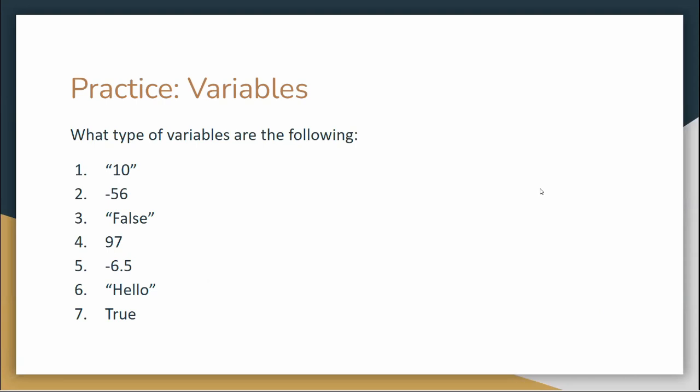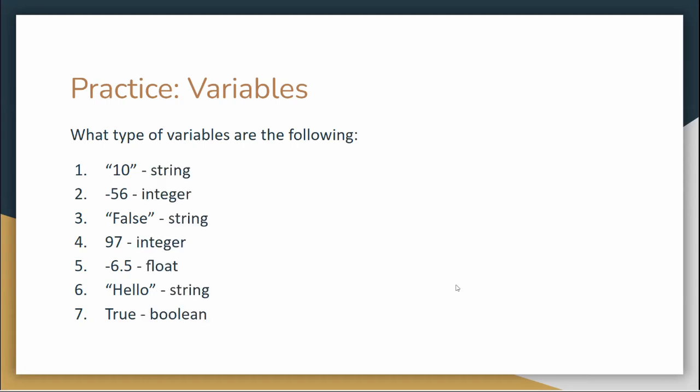Okay, so now let's do a little bit of practice for variables. So you guys know the four types of variables: integer, string, float, or Boolean. So all 7 of these are one of those 4. So pause the video, write down what type of variable you think each one is, and then unpause the video to see the answers.